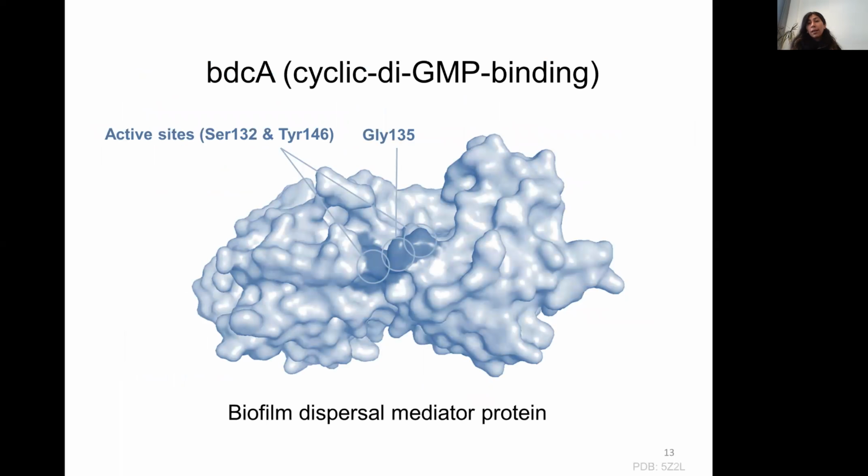To shed more light on the possible causality of the bdcA variant, we look into its protein structure. Our interesting variant in bdcA is in the vicinity of the active site residues that you can see in the figure. Serine is bigger than glycine, and it may influence the loop there, and through that regulate the active site and disrupt the biofilm dispersal.